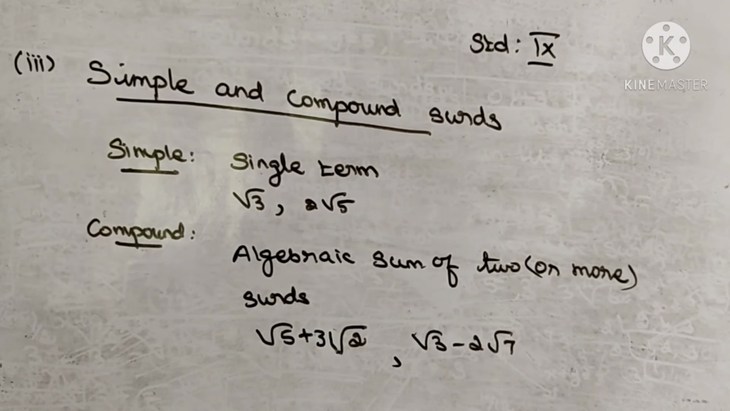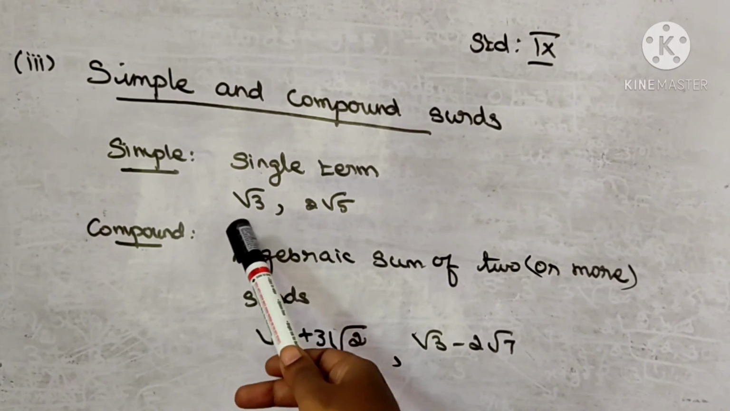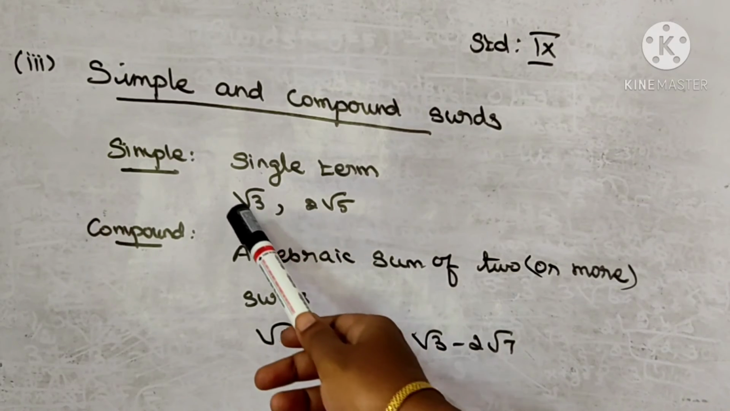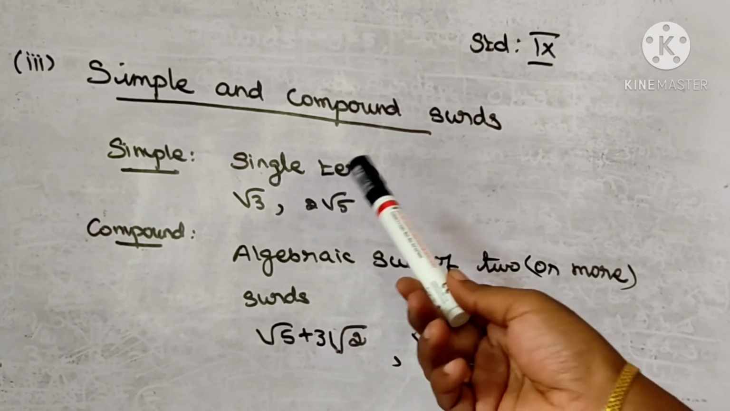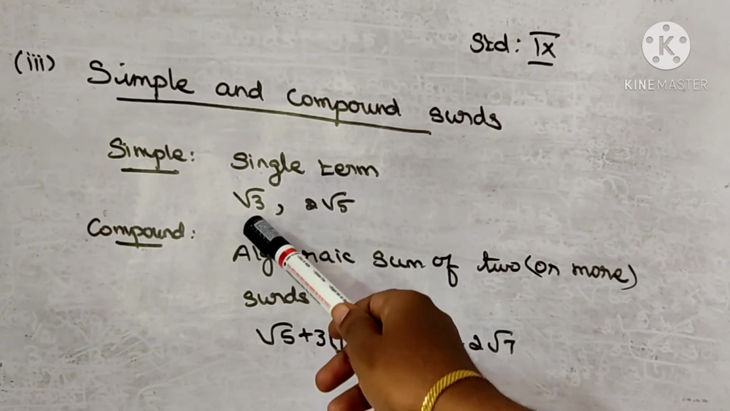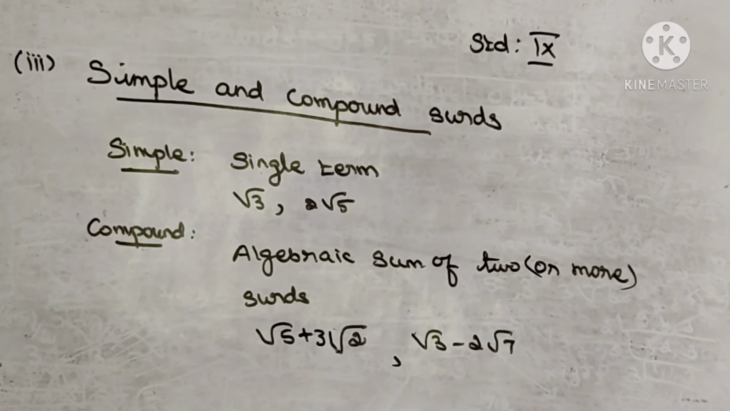The next type is simple and compound surds. A surd with a single term is called a simple surd. For example, root 3, 2 root 5. This is a single term, only one term, so none of the basic operations can be used on it. So these are single terms. This type is simple surds.